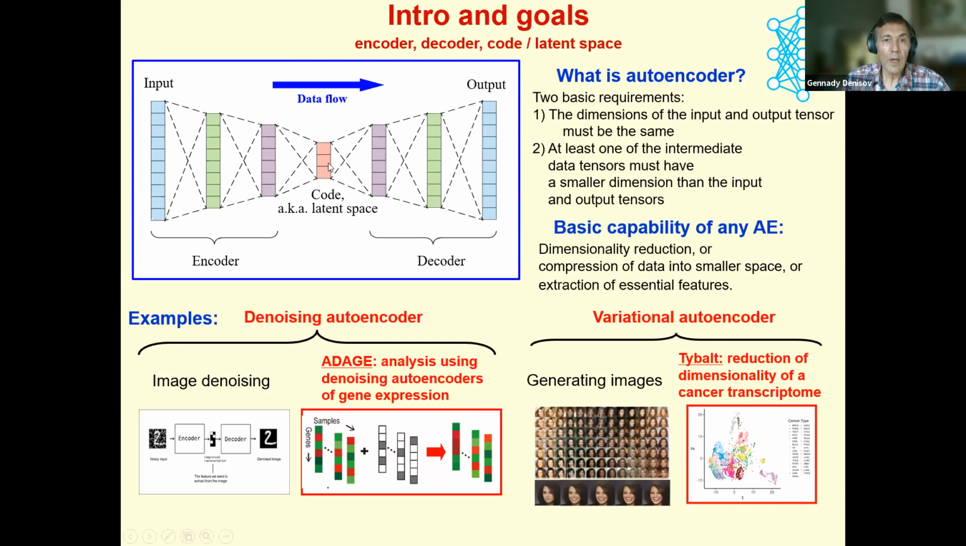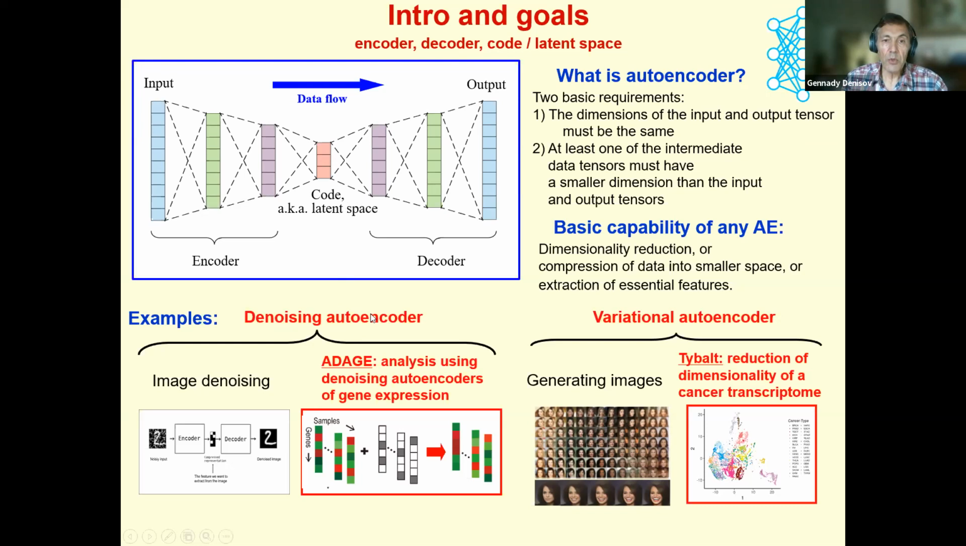So the basic capability of any autoencoder is reduction of dimensionality. In other words, compression of data into smaller size. However, in addition to this basic capability, specifically designed autoencoders can perform a number of other tasks. And we will discuss two examples.